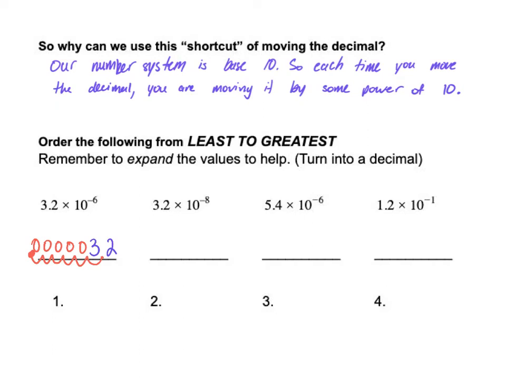So if I have 3.2 times 10 to the negative 8th, that means I need to move my decimal 8 spaces to the left. So 0.000000032.